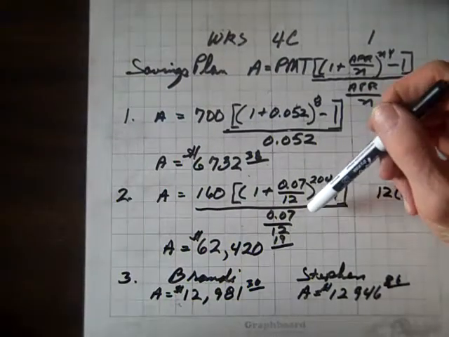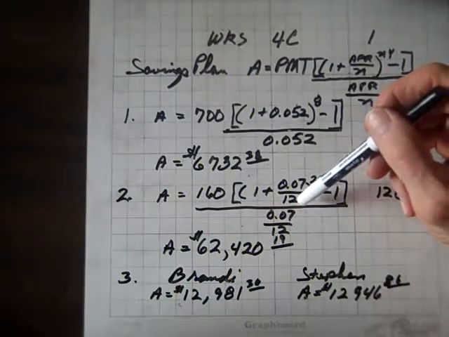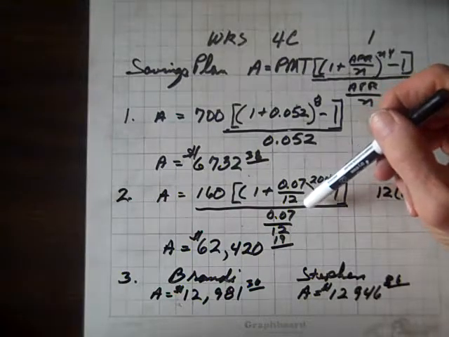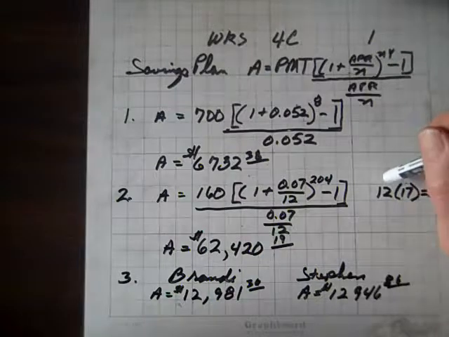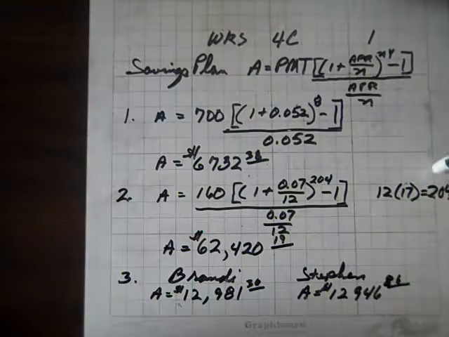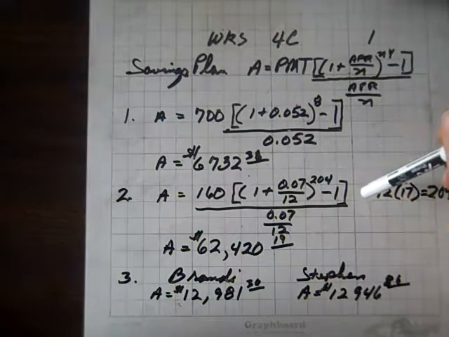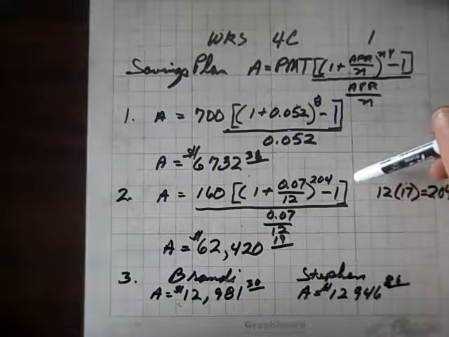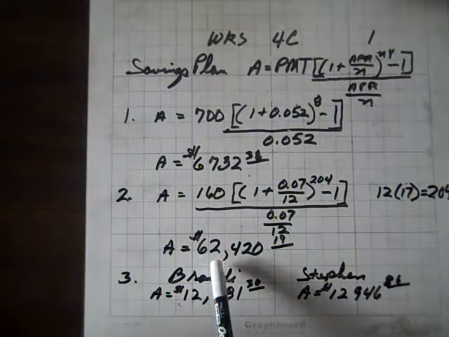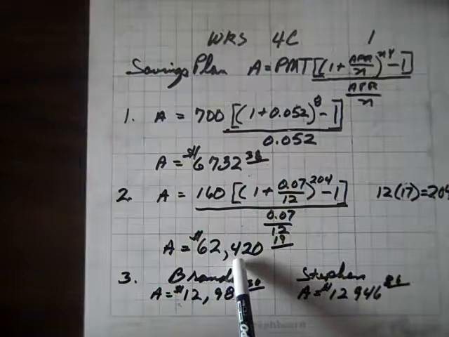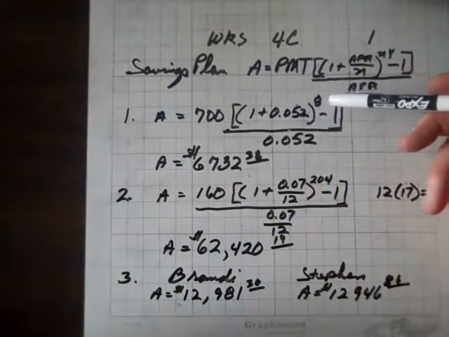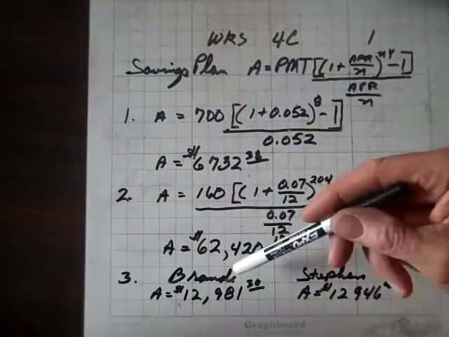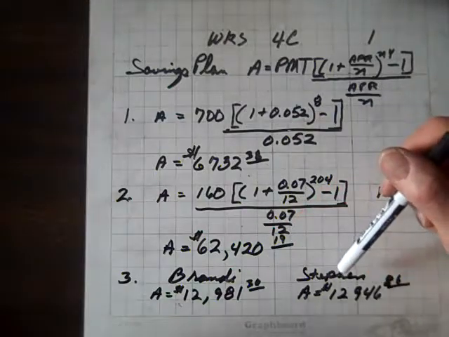So for 2, this time the number of compoundings is 12 because it's compounded monthly, and when we multiply it to over 17 years, 12 times 17 is 204. That's where that exponent comes from. And when we compute that, we get $62,420.